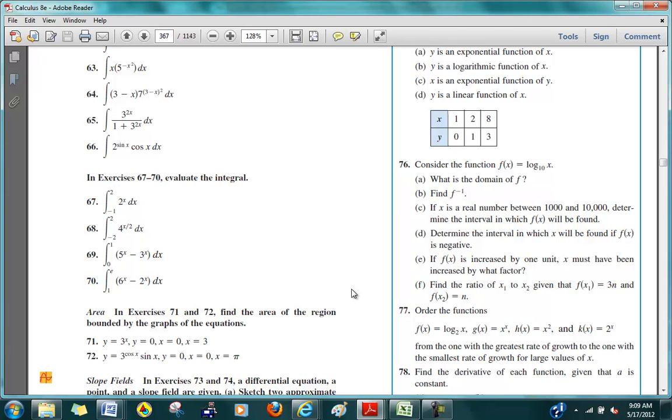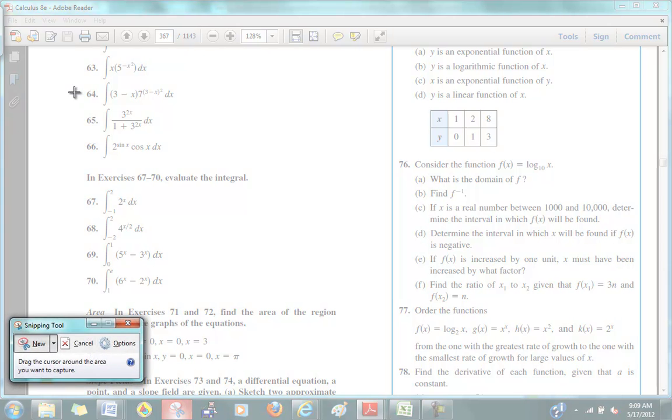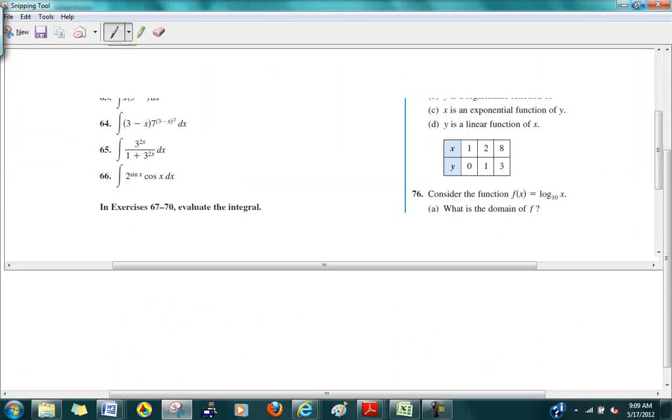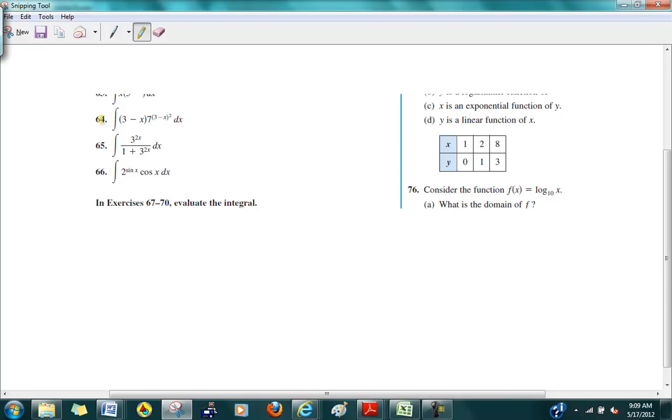Okay, number 64. I'm doing number 64. You guys want to pay attention here, because this is a little tricky because it requires double substitution. It requires double substitution, so it's a little tricky. Can I make it bigger? It's in your book, so you should be able to see that.